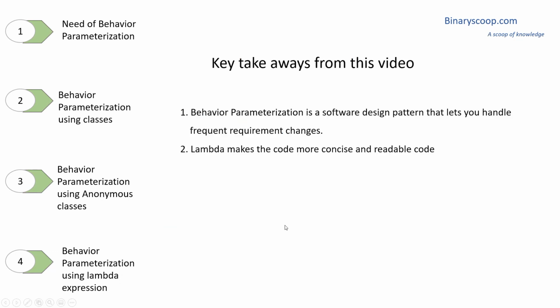So the key takeaway from this video is that behavior parameterization is a software design pattern that lets you handle frequent requirement changes. Lambda makes the code more concise and more readable. So what next? We will study more about lambda expression. In this video, we just studied that lambda expression makes the code more concise and more readable.